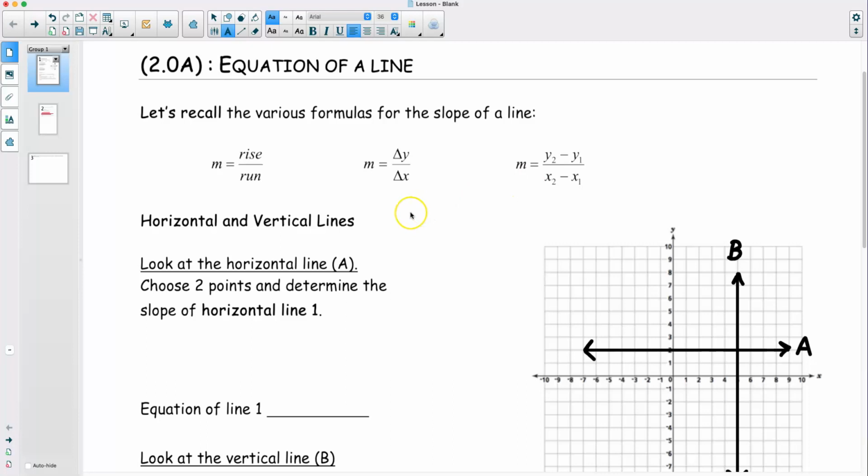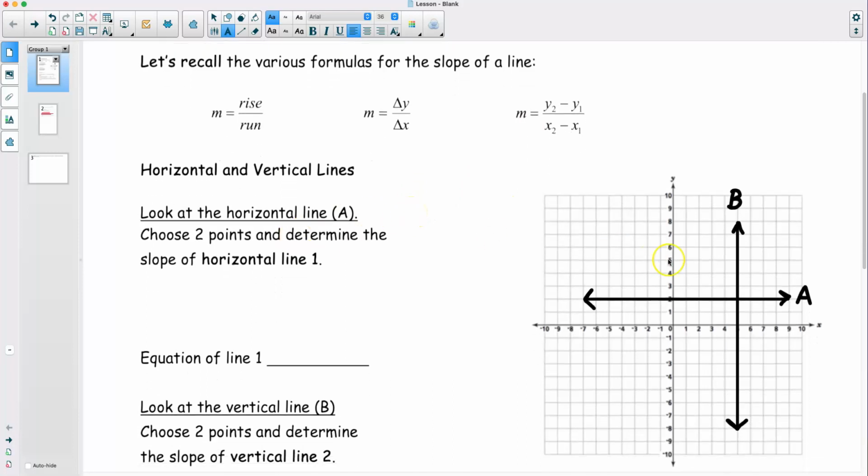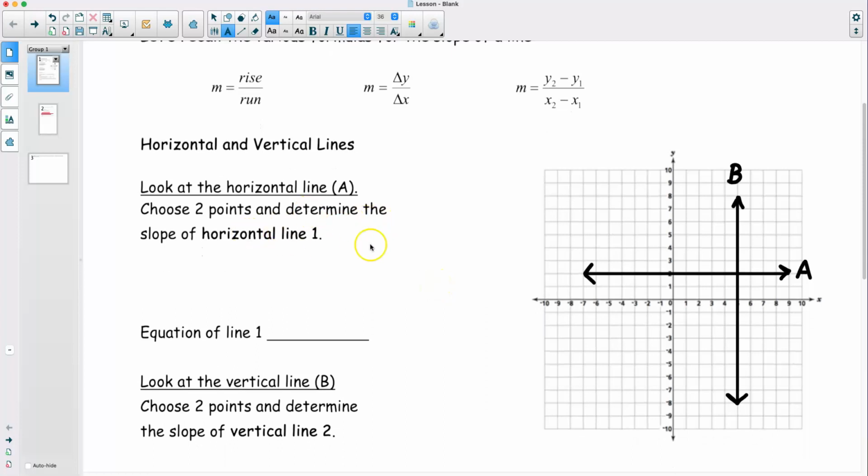So we're first going to take a look at horizontal and vertical lines and looking at finding some equations of this line A and line B. So we're going to look at horizontal line A here. We're going to choose 2 points and determine the slope of horizontal line A. So let's choose this point over here of 6 and 2. So any 2 points will be fine. And just for the sake of this, I'm going to choose this point of minus 3 and 2. So this one here is 6 and 2, and this one here is minus 3 and 2.